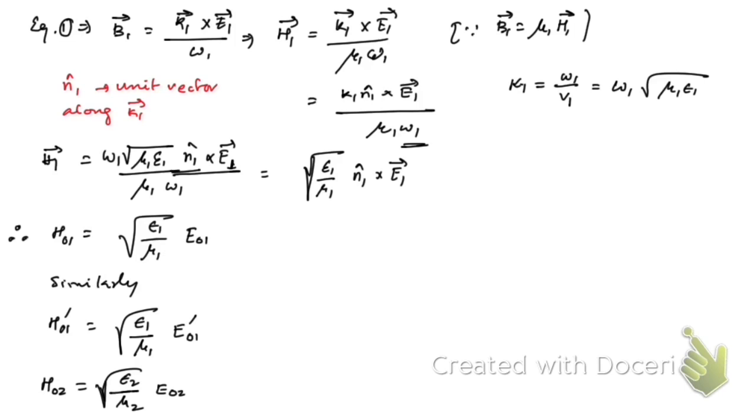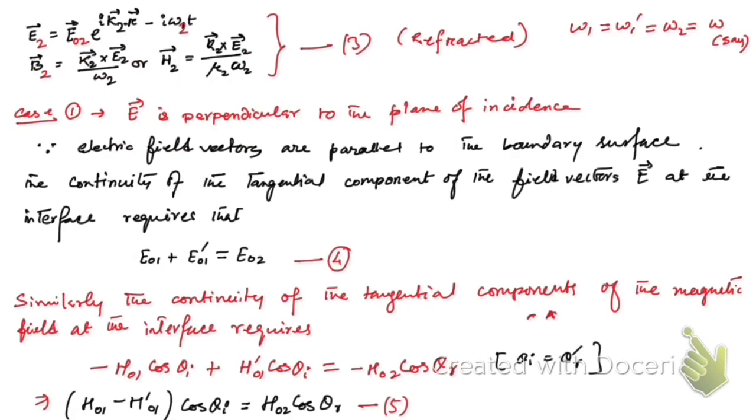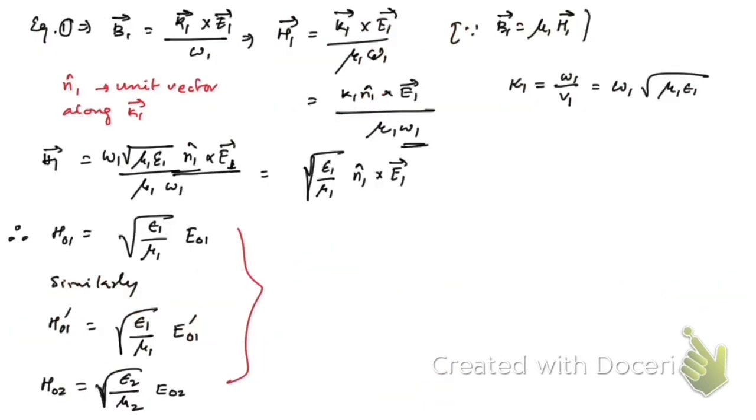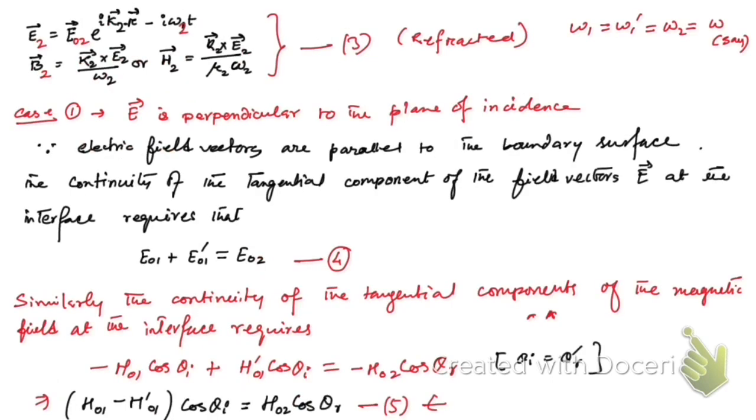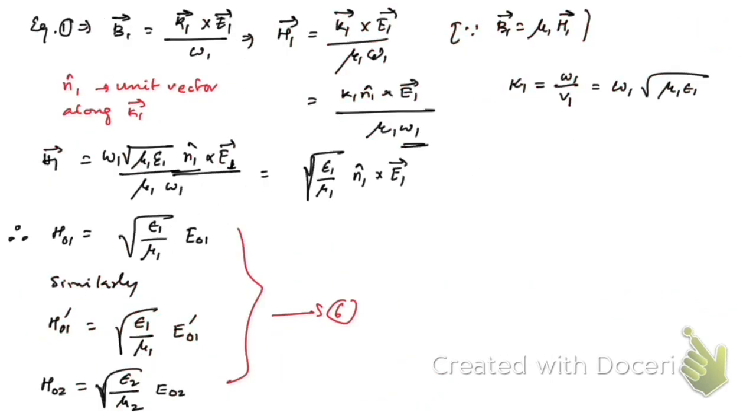So now let me take this as an equation number. What was the last equation we had taken? The last was equation number 5. So let me take this as equation number 6. Now let us use this result, equation 6, in equation 5. So using 6 in 5, what are we going to have? Let me write here.